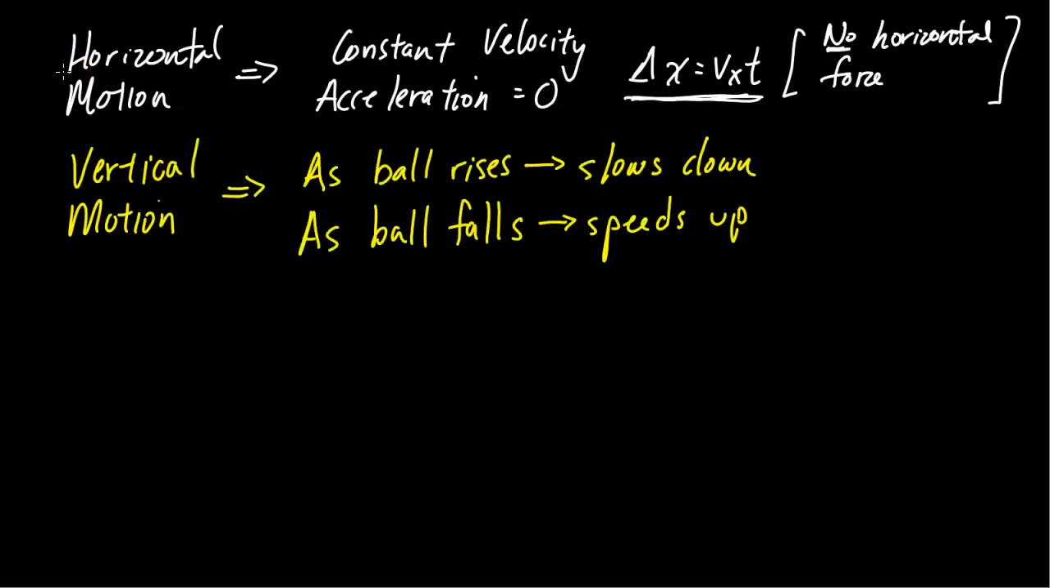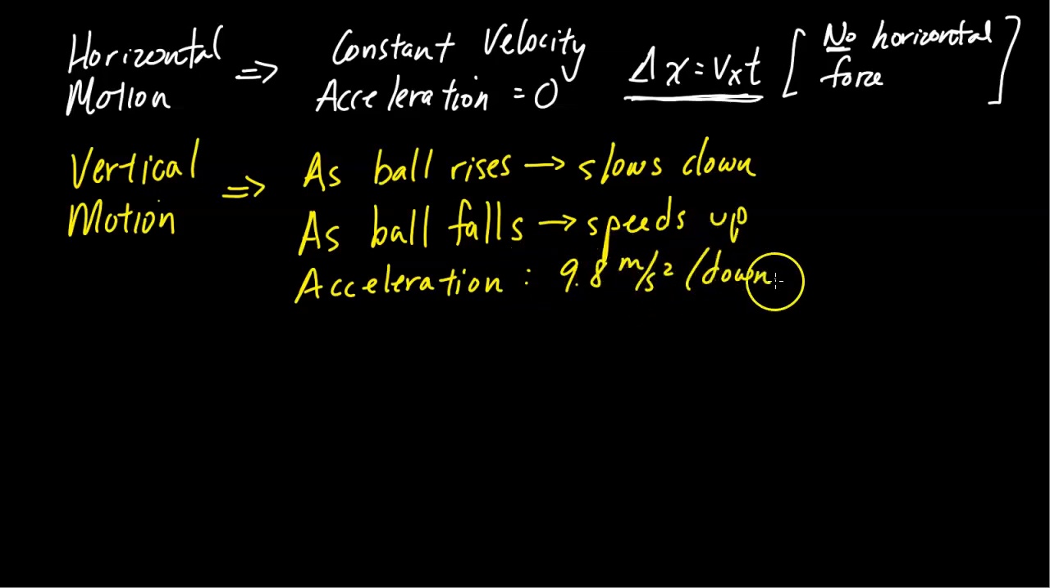For the vertical motion, as the ball rises, the ball slows down, and as the ball falls, it speeds up. So here we're looking at it just vertically. The acceleration vertically is 9.8 meters per second squared, and it's in the down direction. Whether that's positive or negative depends on what your positive direction is. If you make up positive, then the acceleration will be a negative 9.8. If you make down positive, the acceleration will be a positive 9.8. And so it's approximately 10 meters per second squared.